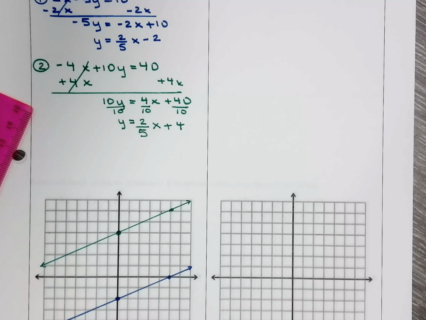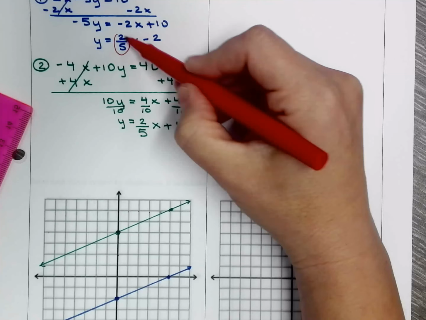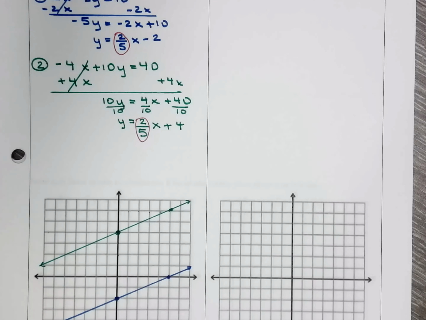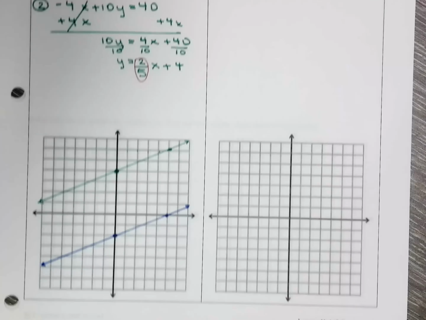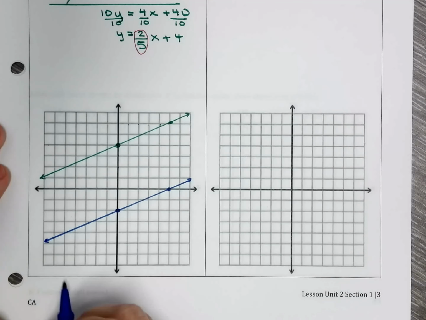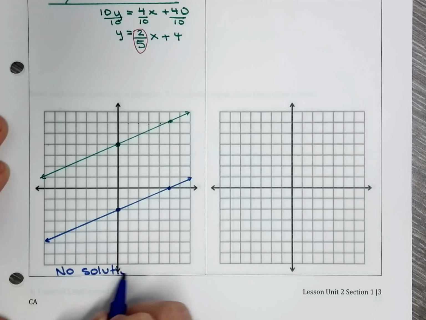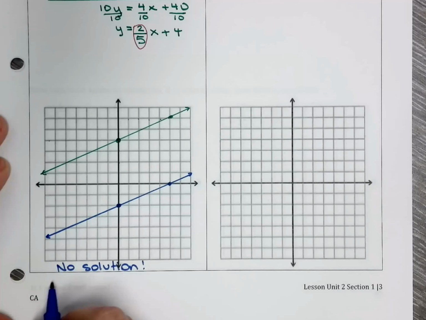Okay. So right here, this is the same slope as that. When they have the same slope, the lines are parallel. If the lines are parallel, they will never intersect. If they don't intersect, there's no solution to this system. That means the system is inconsistent.